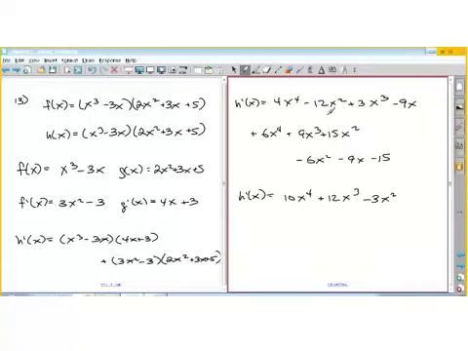3 minus, okay, that's right. Then we go to x. So we got negative 9 again, so that's negative 18x. And then we have the constant. Negative 15. Hopefully I got that right.